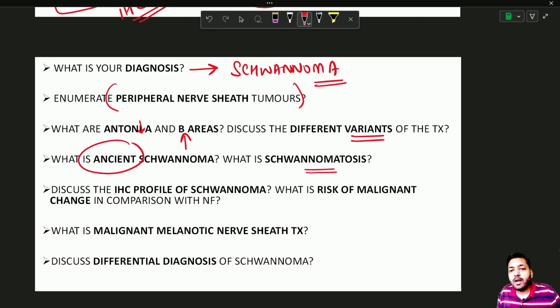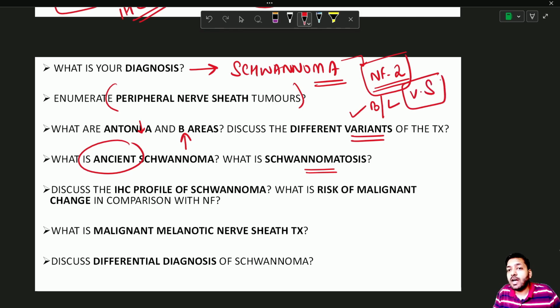Now, what is schwannomatosis? Before I go into the concept of schwannomatosis, remember one thing, that schwannoma, in a familial variety, can occur as a part of neurofibromatosis type 2, okay. So schwannomas are basically associated with NF2 in the familial setting, and nearly 100% of these neurofibromatosis type 2 cases are associated with bilateral vestibular schwannomas.